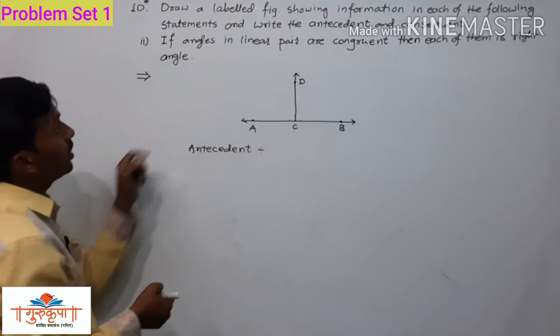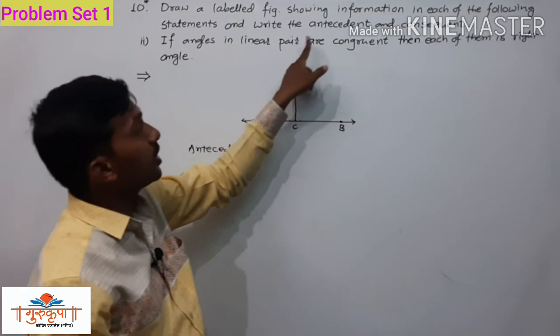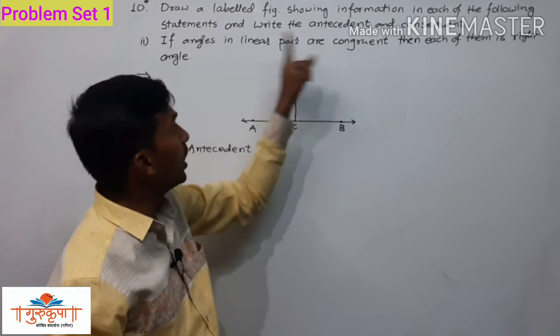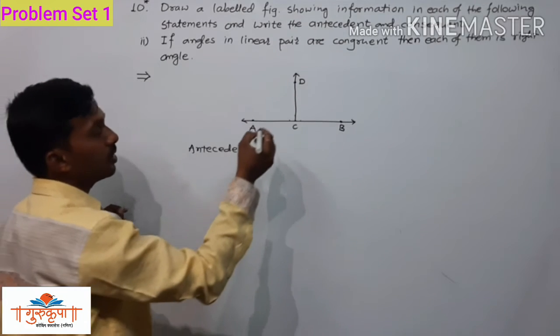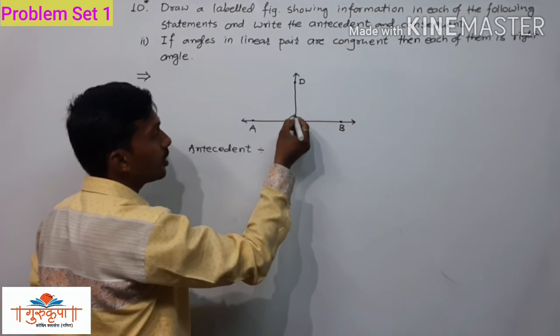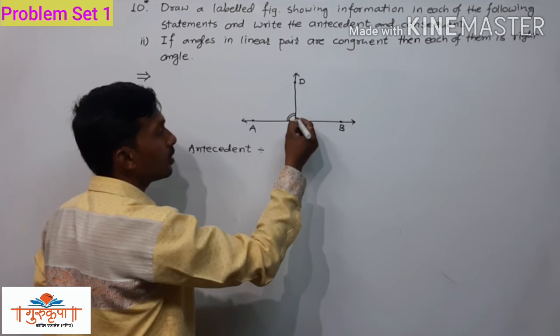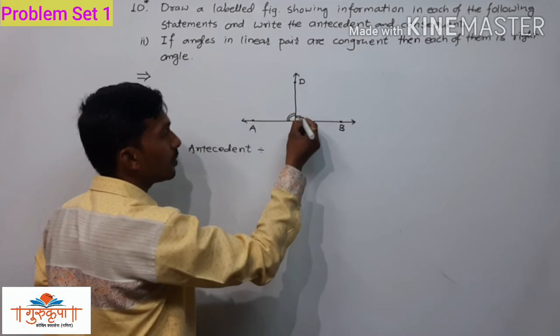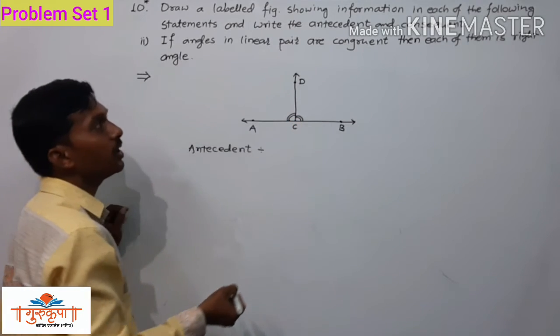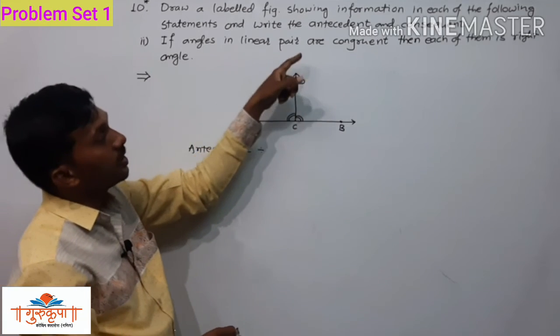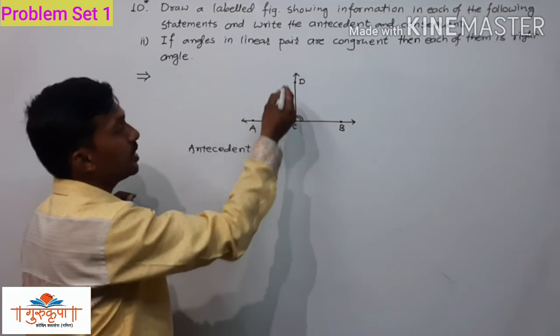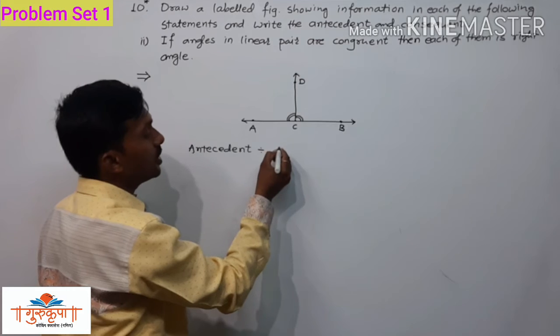Antecedent: angles in linear pair are congruent. So here we can make the same signs as they are congruent with each other. Angles in linear pair are congruent, that is angle ACD congruent angle BCD. That is given information.